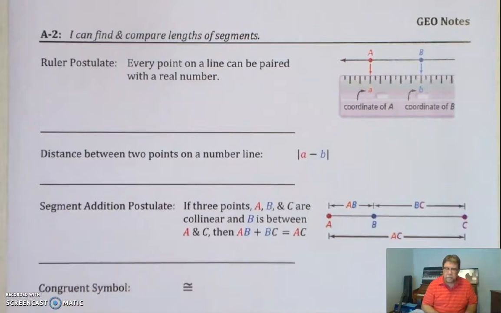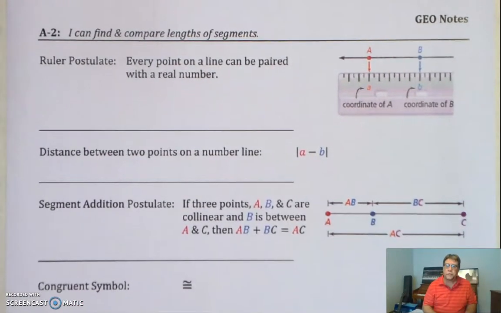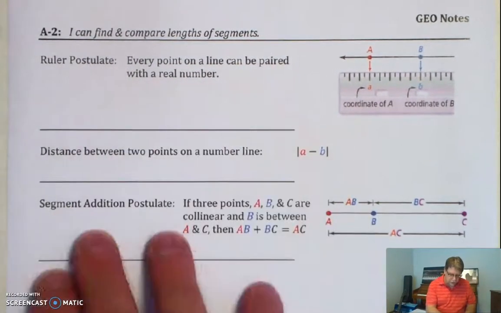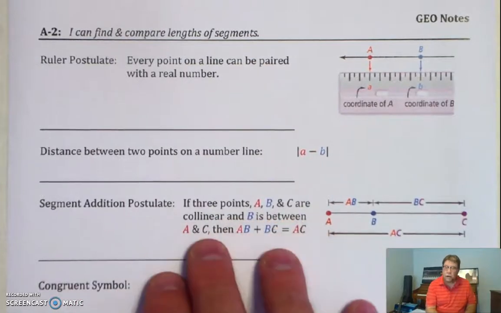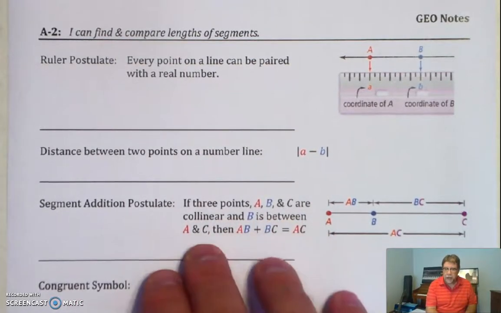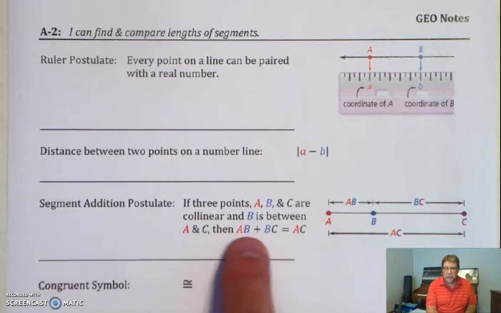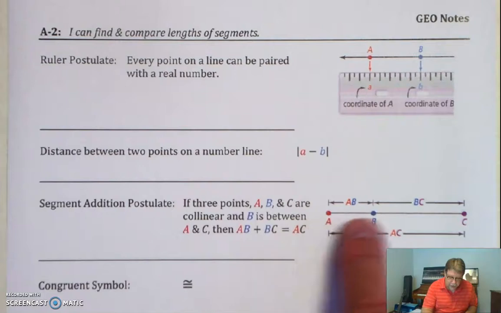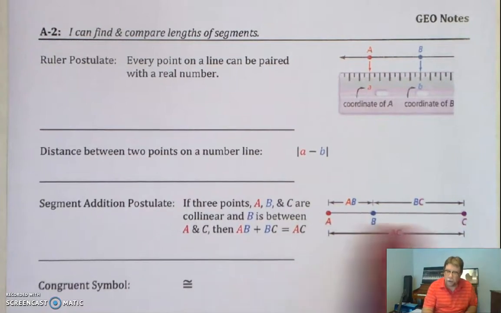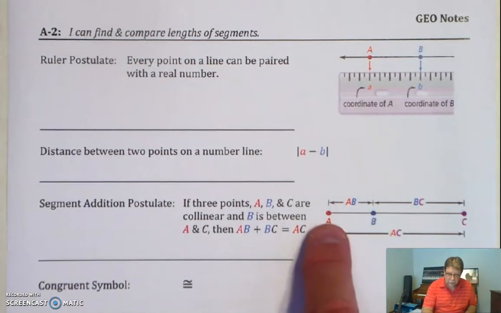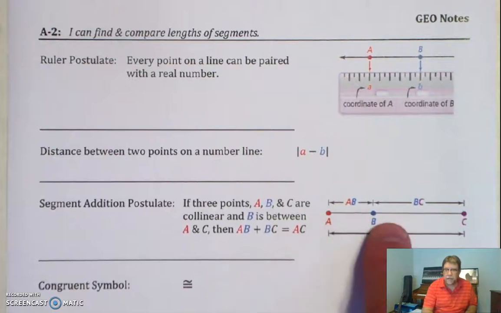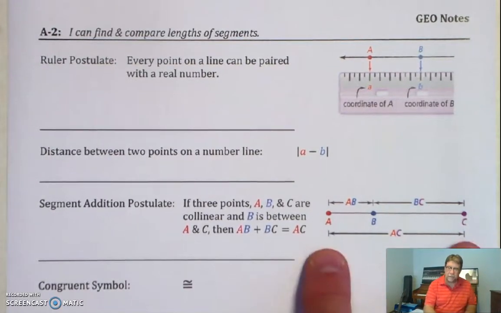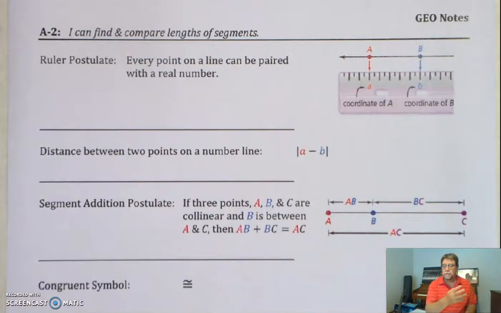We have the segment addition postulate, which is probably one you'll use the most of this information. If 3 points, A, B, and C, are collinear, and B is between A and C, then segment AB plus segment BC equals segment AC. So if you have a situation like this where you have A, B, C on a segment, then they're collinear, and B is in between. If you know the length of AB and you know the length of BC, then you know the length of AC. And really what happens is if you know 2 of the 3 lengths, you can find that third length. You might have to do some subtraction. We'll do that in an example later.